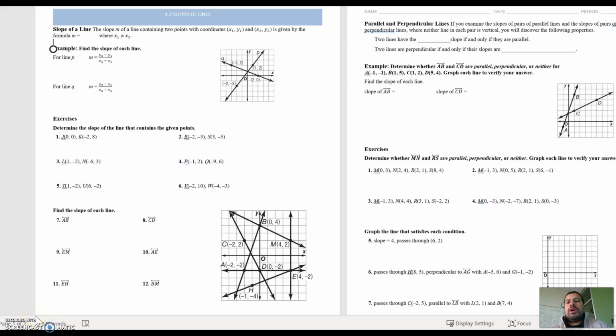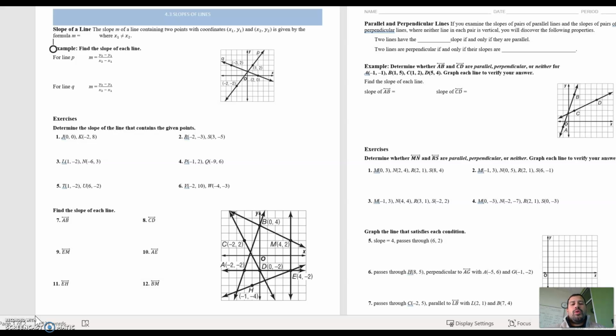In this video, we're going to talk about finding the slope given 2 points and finding the slope of a line using rise over run. We're also going to make that correlation between slopes and parallel, perpendicular lines, or neither.